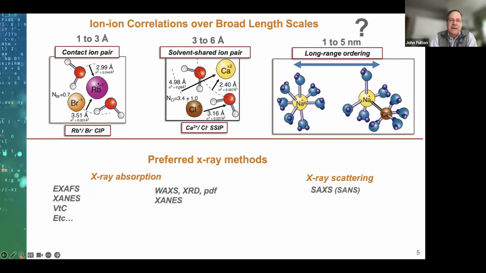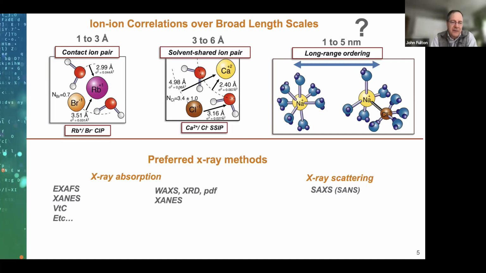Commonly, we talk about the contact ion pair, which is the direct interaction of the cation with the anion. Another very familiar species in solution is a solvent-shared ion pair, where the cation and the anion are separated by a couple of water molecules. And then finally, the interest for this work is to look at the longer-range correlation of these ions in solution.